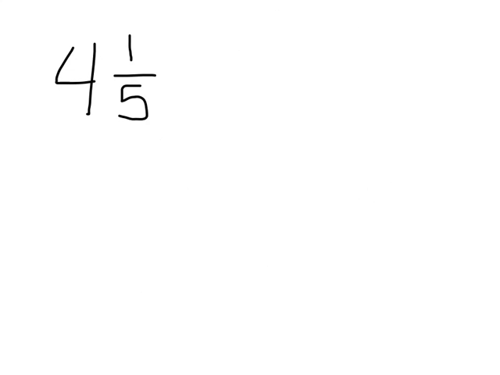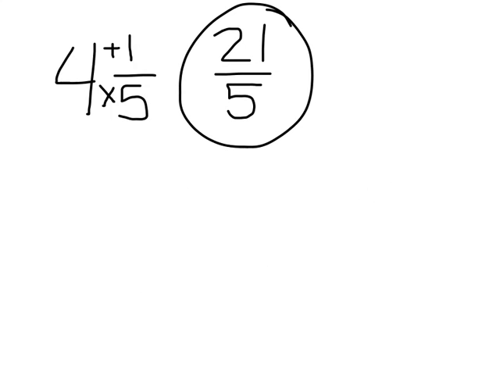4 1/5. Just like with the last one, I can multiply my whole number times the denominator because I have four groups of 5/5. 4 times 5 is 20, plus one more is 21, and my denominator stays 5. Don't get this confused with multiplying 4 times 1/5. That's not what I'm doing. I'm changing 4 and 1/5 into an improper fraction.